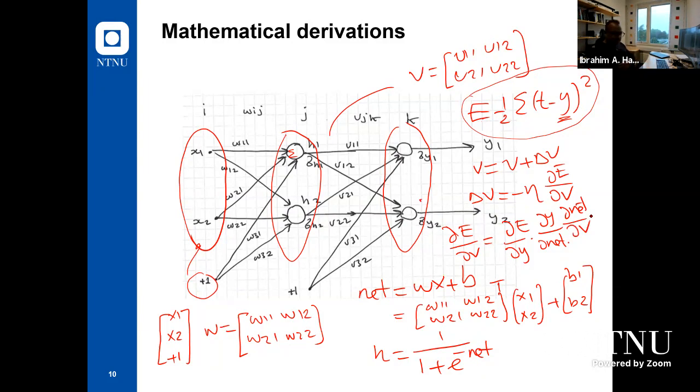So we need to get partial E by partial V, because this is a gradient, what we have learned from gradient descent. We will use something called the chain rule. This one, we call it chain rule. This chain rule will help us to get partial E by partial V. Partial E by partial V will be partial E by partial Y first, multiplied by partial Y by partial net, multiplied by partial net by partial V, right? So this is how we will do it.